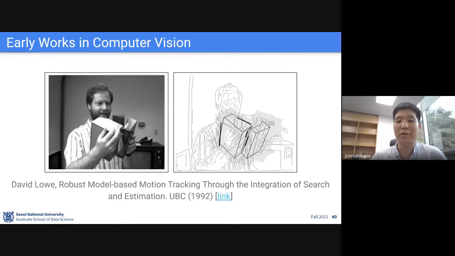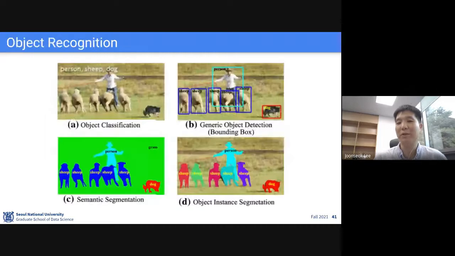And this is another example from 1992. It was about motion tracking. So how can we track the motion of this guy reading the textbook? From the edges, they did something. I don't know the details, but this is one of the important works in computer vision. But it just took quite a long time, already 30 years.